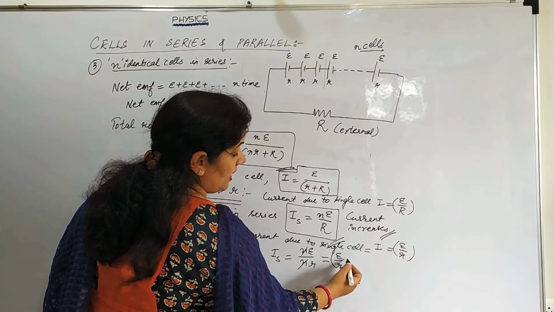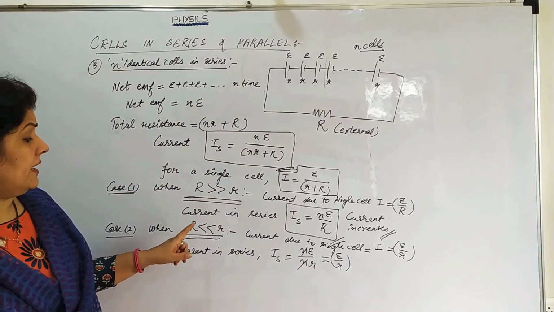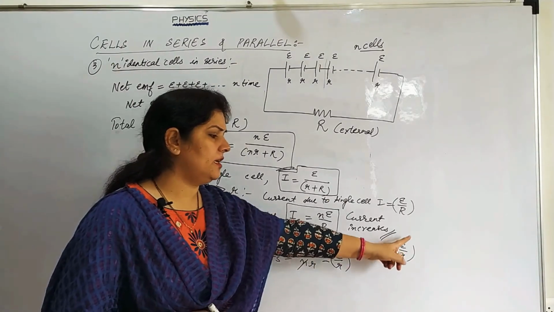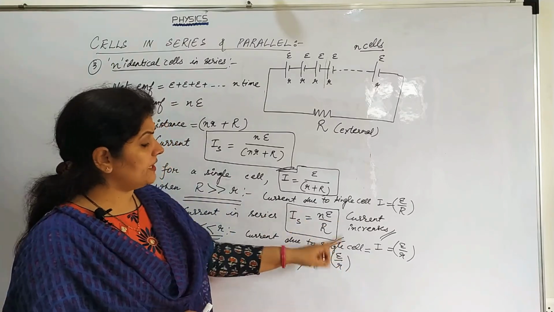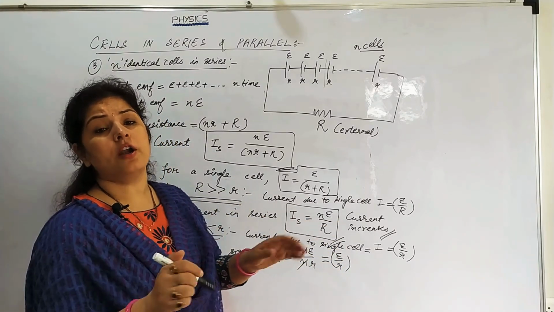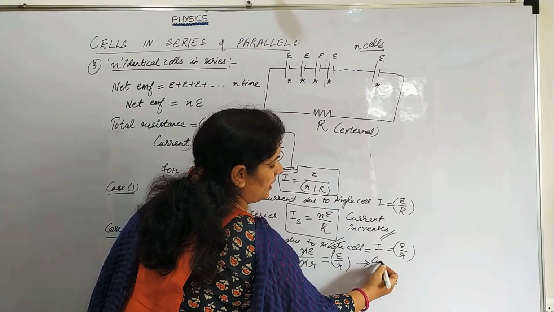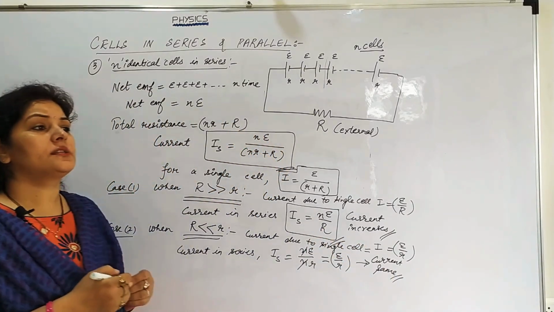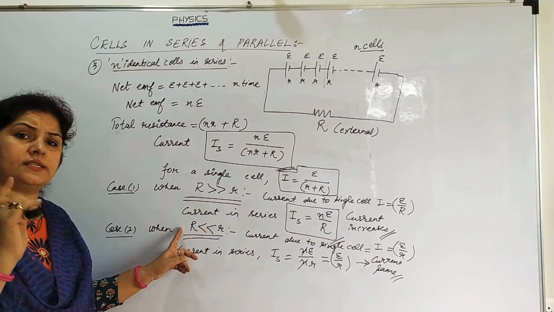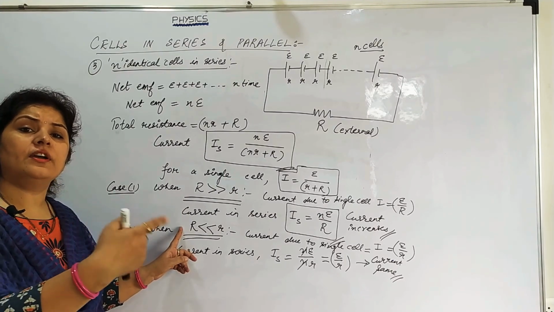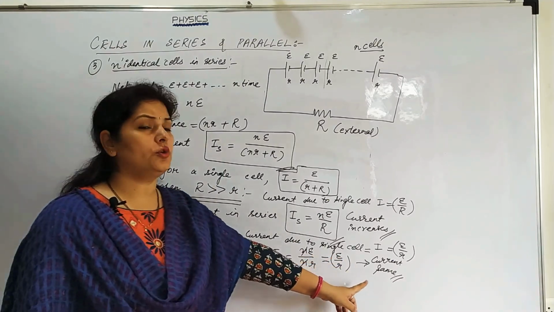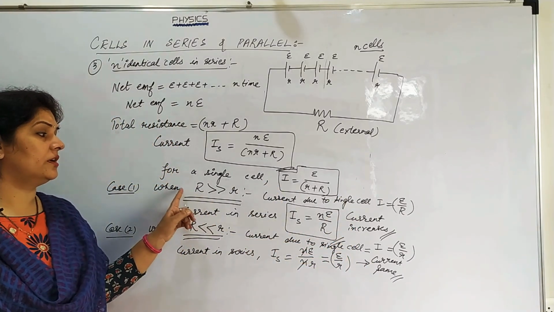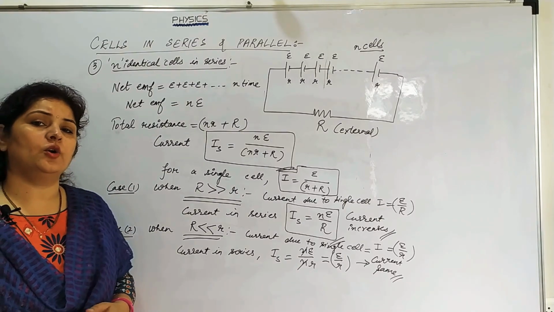E upon r. Now look at one thing: when external is less and internal resistance is more, how much was the current of one cell? E by r. You connected n cells, and still how much is the current? E by r. So it will not make any difference. It means the current here is the same. So in case you have external resistance less and internal more, even if you connect the cells in series, you are not going to make any difference in the current. You can make a difference in the current only if the external is more and internal is less. I hope this is clear to you.